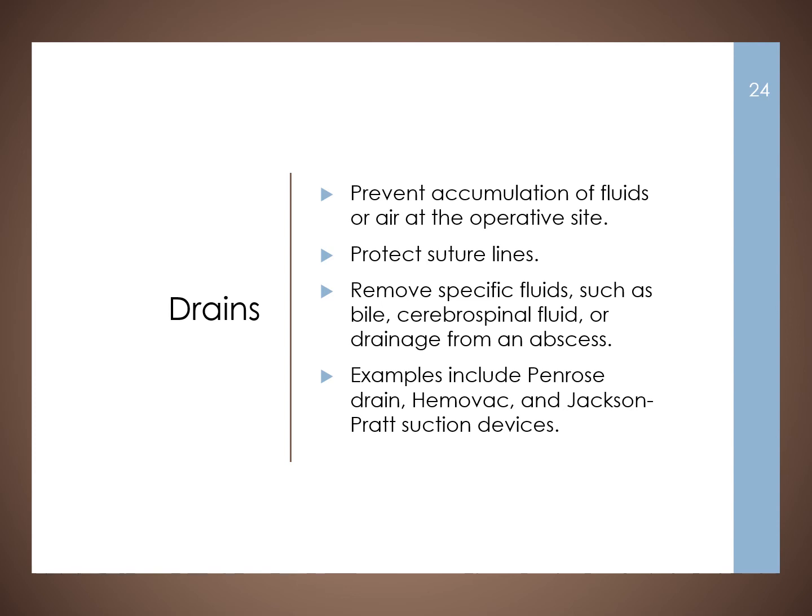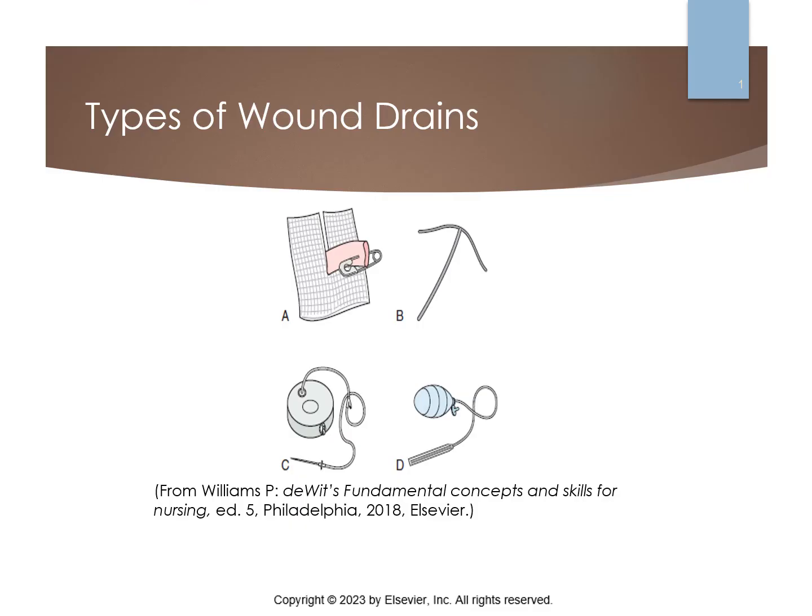Negative pressure drainage systems consist of a semi-occlusive dressing that has tubing connected to a vacuum device. This technique can also be called vacuum-assisted wound closure. The negative pressure dressing and system promote wound healing through direct and indirect effects. On page 93, we can see some different wound drains.